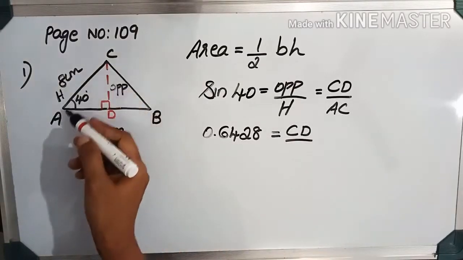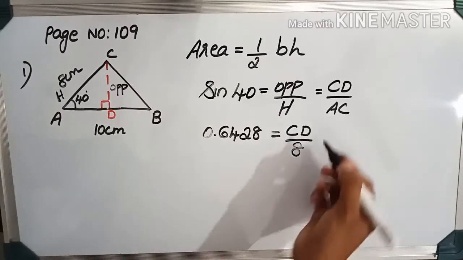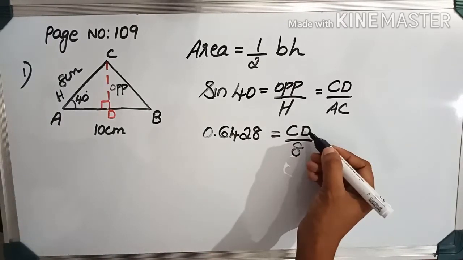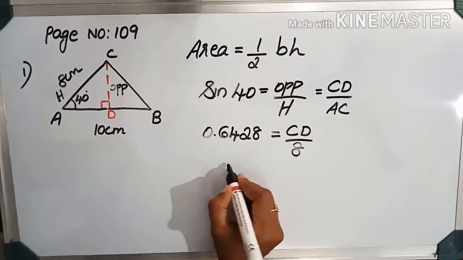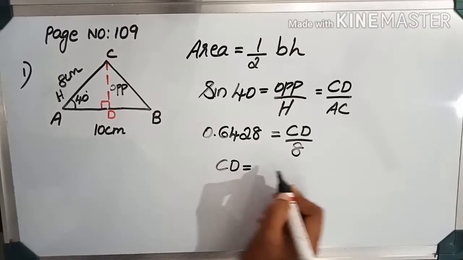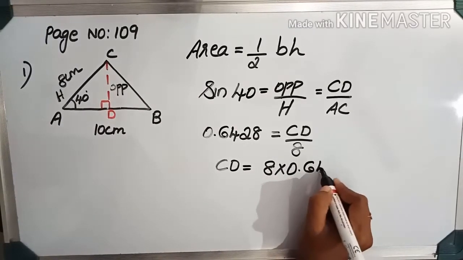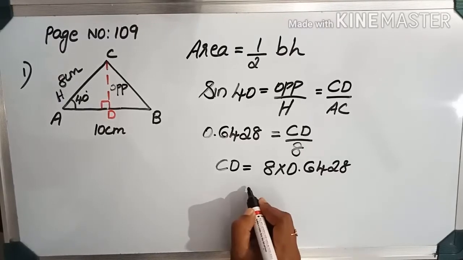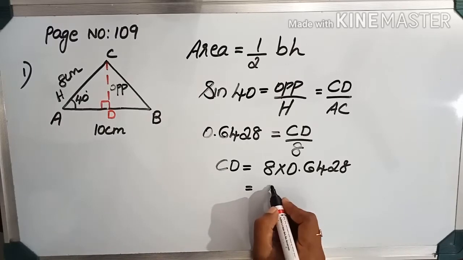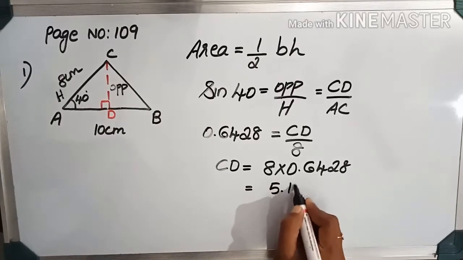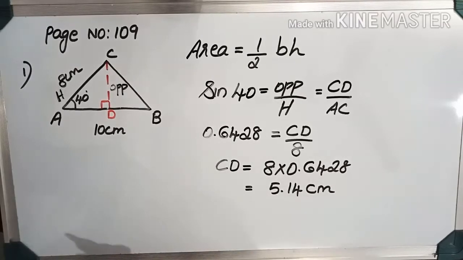AC is the hypotenuse, that is already given as 8 centimeter. So CD by 8. Now from this we have to find CD. Keep CD here and take this divided by 8 to this side. That means CD equals 8 into 0.6428. You have to multiply these two. When you multiply these two, you will get the answer 5.14 centimeter.